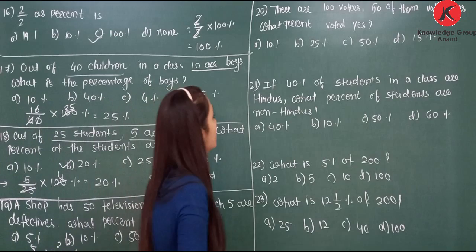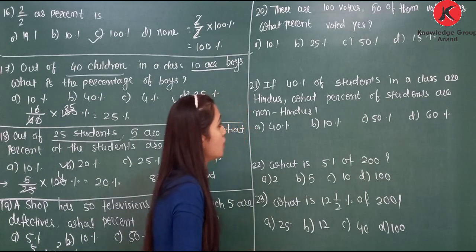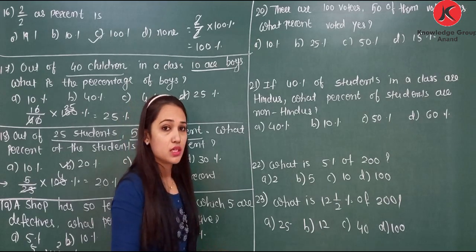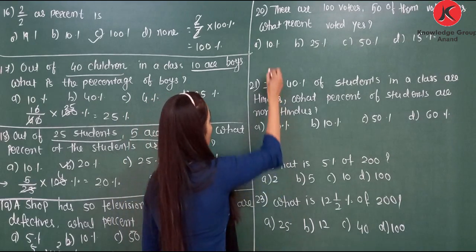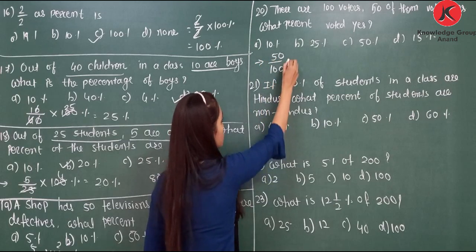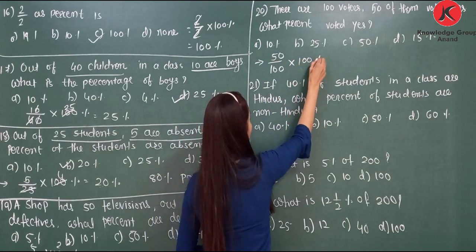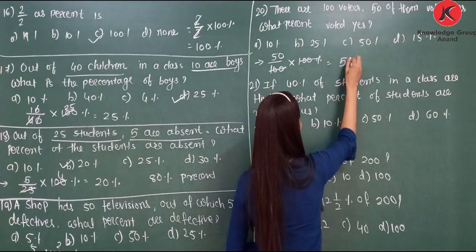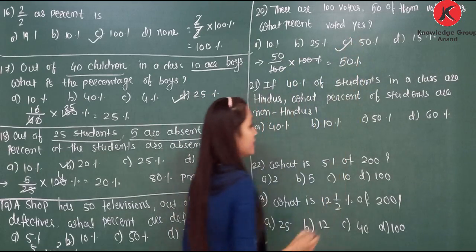Now next, there are 100 voters. 50 of them voted yes. What percent voted yes? So from 100, 50 voted yes. So that is a fraction. To find the percentage, multiply with 100%. 100 cancels, so it is 50%. So that is option C.